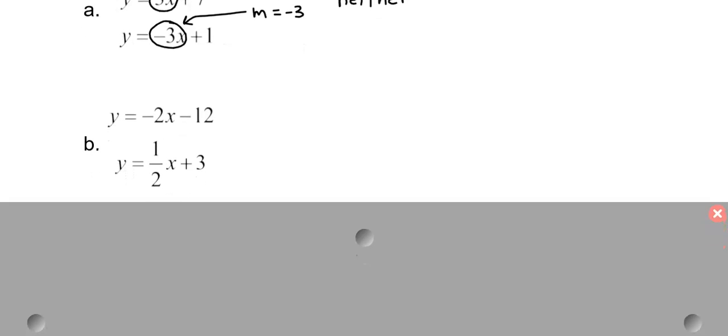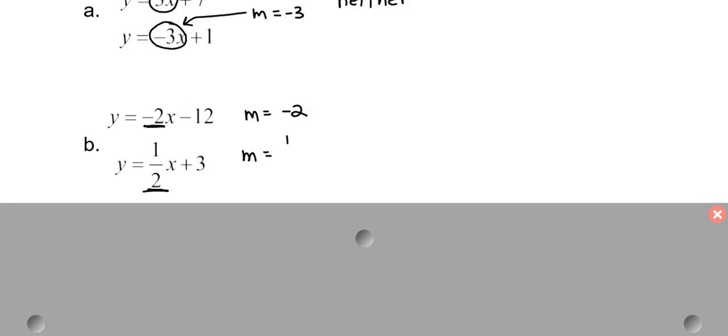Okay, second example. Y equals -2x minus 12, and y equals 1/2 x plus 3. Okay, so big thing again is to look at your slopes. So in our first one, our slope is -2, and in our second one, our slope is 1/2. Okay, so go through the checklist.